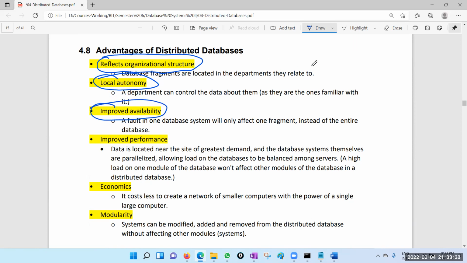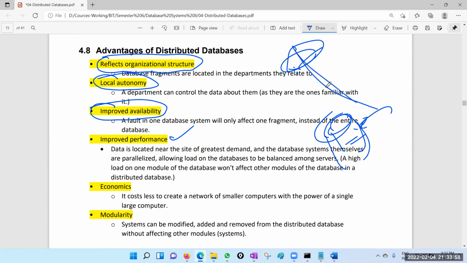Because if the main database is down, still you can run it from your local database. Maybe limited functionalities. Right? Better performance because most of the data will be in your site. So if it is not in your site, only then you have to get it from there.